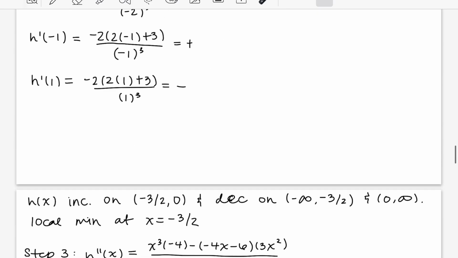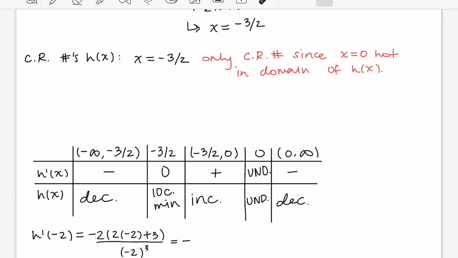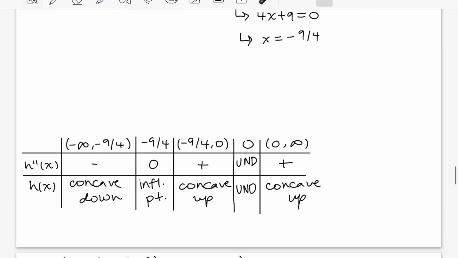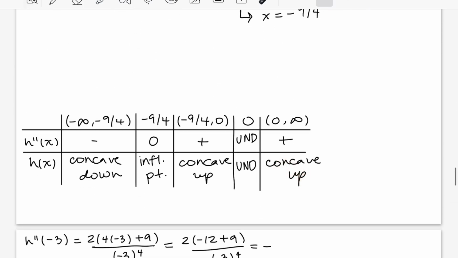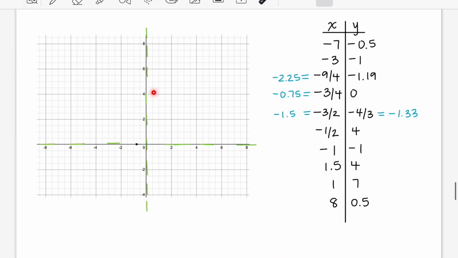And then similarly, from 0 to infinity, we saw that our function is going to be decreasing, and it'll be concave up. So decreasing concave up is going to be something like this here. All right, and then we can plot a bunch of points here to help us get a better shape of this graph.